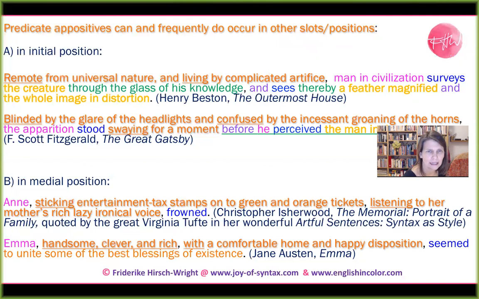"Remote from universal nature and living by complicated artifice, man in civilization surveys the creature through the glass of his knowledge and sees thereby a feather magnified and the whole image in distortion." See, the two predicate appositives have been front shifted.